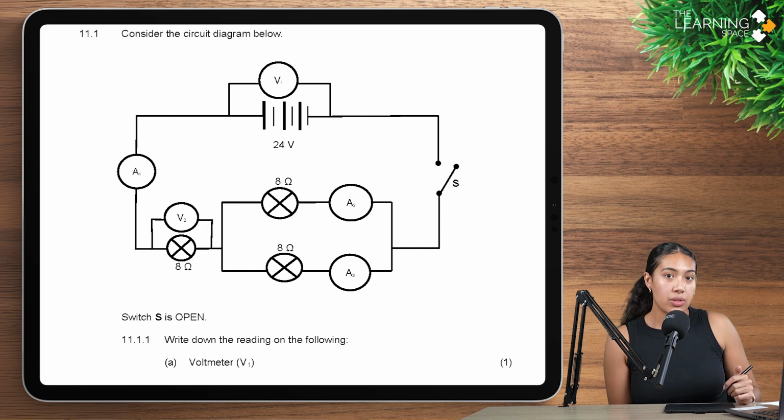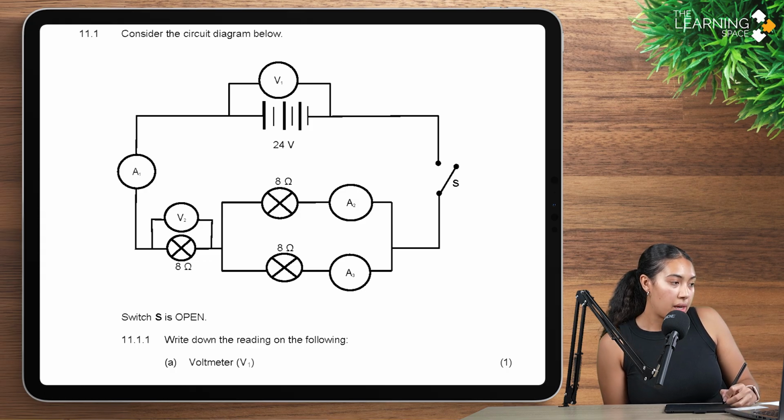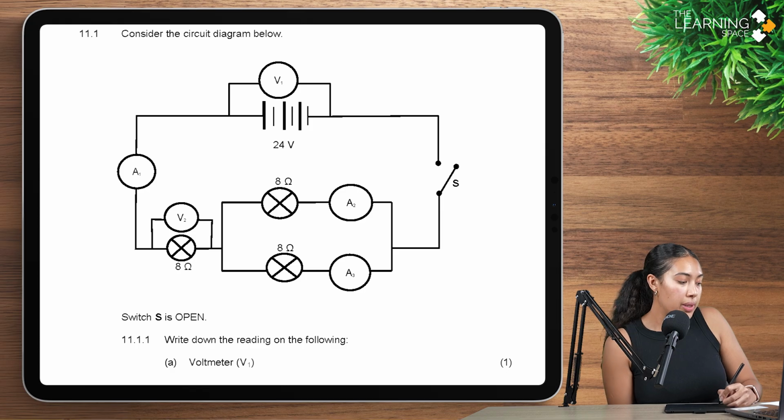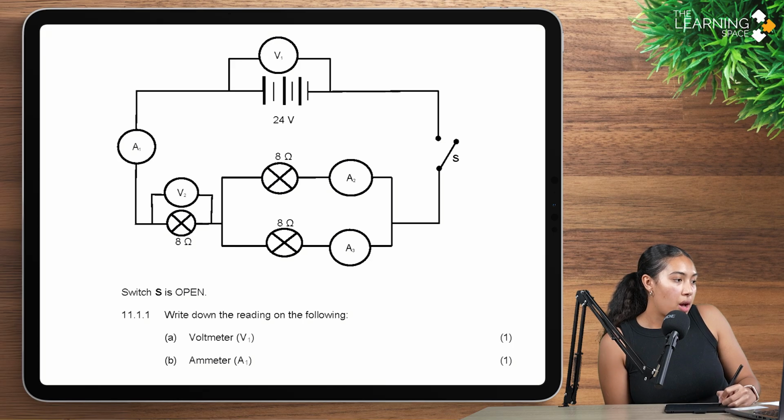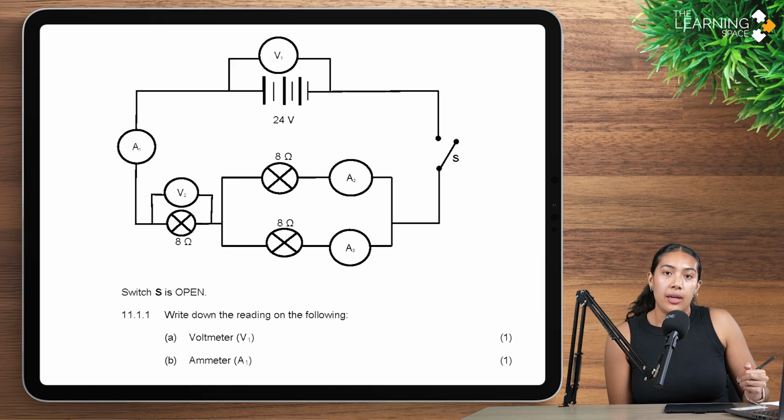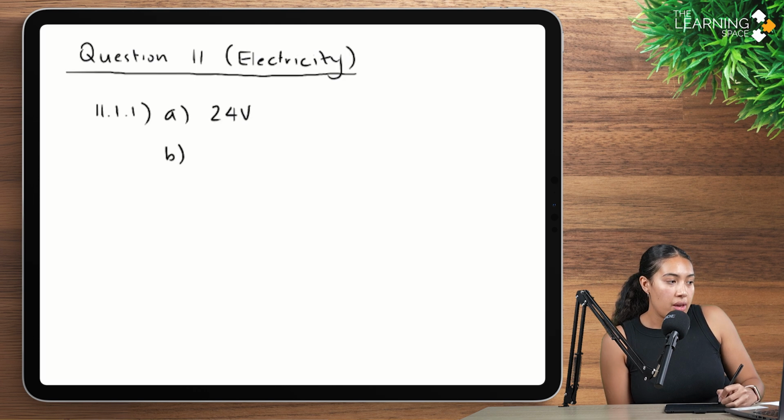They tell us that switch S remains open, and then they ask us to write down the readings for each of the following, which is our voltmeter and our ammeter. Our voltmeter would still be 24 volts because that is the total energy supplied to the circuit. So for A, our answer would be 24 volts. For B, they ask what the reading would be on the ammeter, and because the circuit is open, there is no electricity passing through the circuit, so there would be no current. Therefore, our answer for B would be 0 amps.